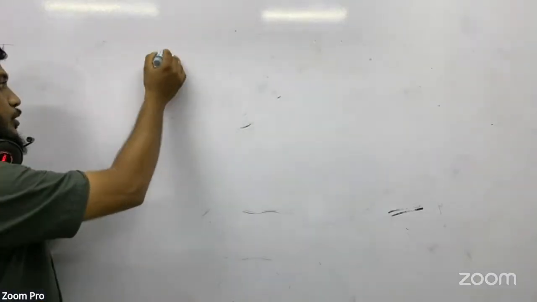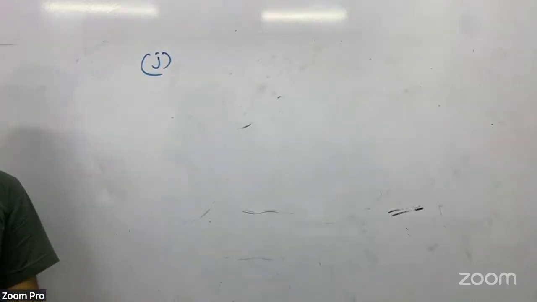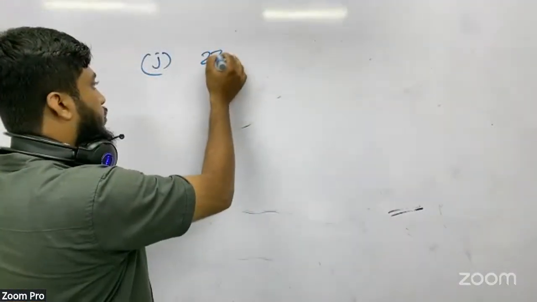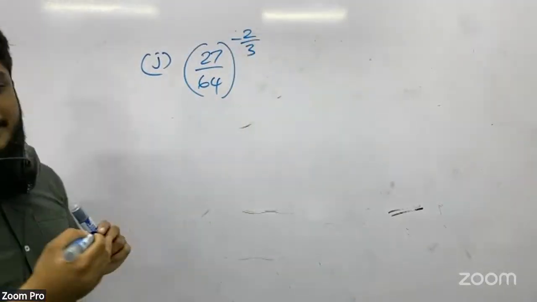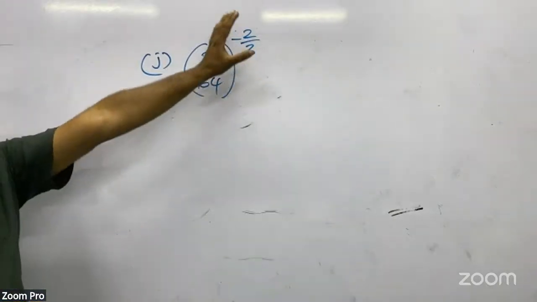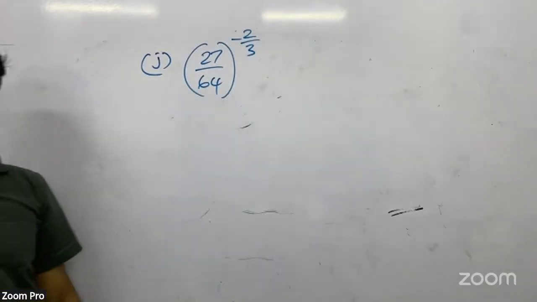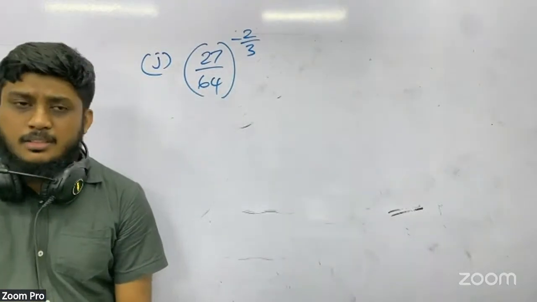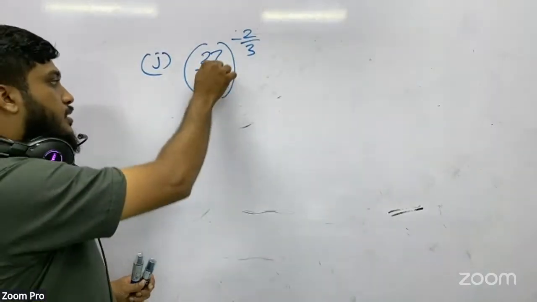No, not I. J. Don't do anything. Wait. I'll show the J. Then you will know how to do that. Observe here. What is J? J is 27 over 64 to the power minus 2 over 3. Now carefully listen. Index is minus. Earlier, when the index was minus, how did we change it to plus? We took the reciprocal. Which one do we take the reciprocal of, this 27 and 64 or this 2 and 3?